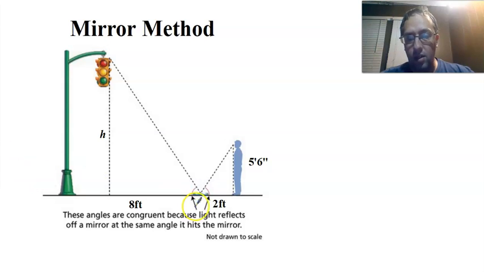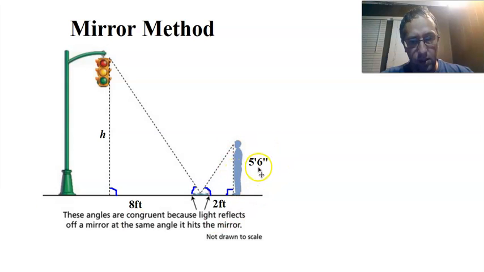And again, since height is always perpendicular, you've got that angle the same. And since light reflects off of the mirror at the same angle it hits the mirror, you know these two angles are the same. And once again, you have angle-angle similarity. So your two triangles here will be similar, and you can set up a proportion.